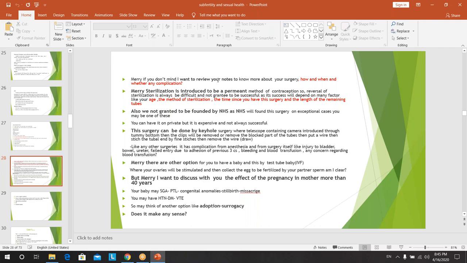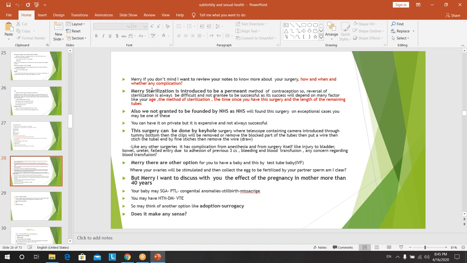This patient coming after sterilization, so you have to review her notes to know more about the surgery, how and when, and whether any complication. Then coming to the consultation. Mary, sterilization is introduced to be a permanent method of contraception. You didn't tell her that you know that sterilization is a permanent method and you did agree for that, and like, no. Sterilization is introduced to be a permanent method of contraception.